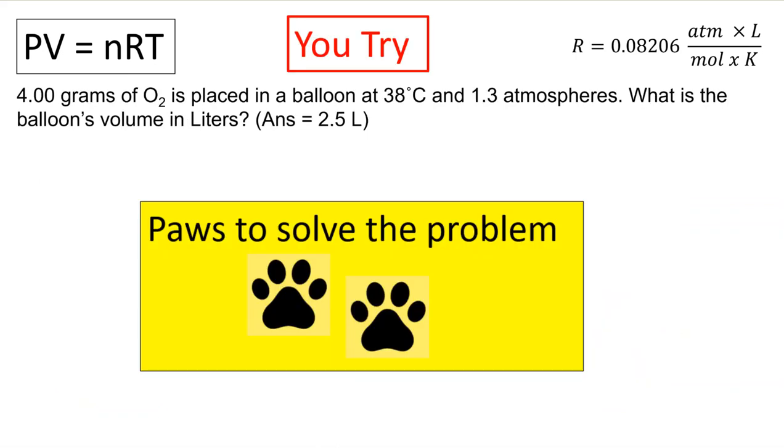You try. So you're going to need your periodic table. You have 4.00 grams of oxygen in a balloon at 38 degrees Celsius and 1.3 atmospheres. What is the balloon's volume in liters? If you get 2.5, you're correct. Pause to solve the problem and restart the video when you are ready.